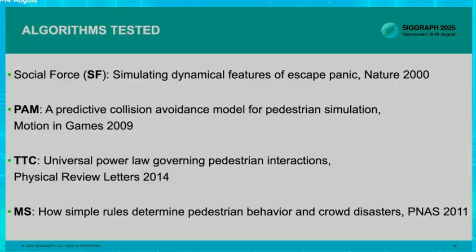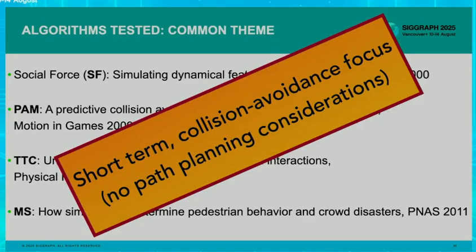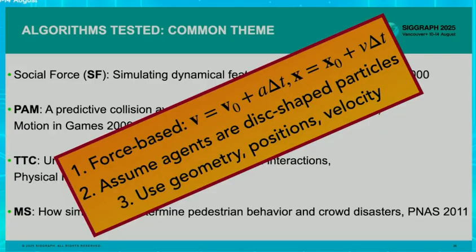These are the algorithms that we're going to test in this talk, and I'm going to talk about them in a second. The common theme here is that they all focus on short-term behavior, so there's no path planning or high-level consideration in their movement. They're just trying to avoid collisions while going towards their goal. Another common theme is they all behave like particles, so they have a force that controls their motion. The force changes their velocity, and based on that velocity, they change their position. And we assume typically all agents are disk-shaped, and so they only use geometry, positions, and velocity to move about the space.